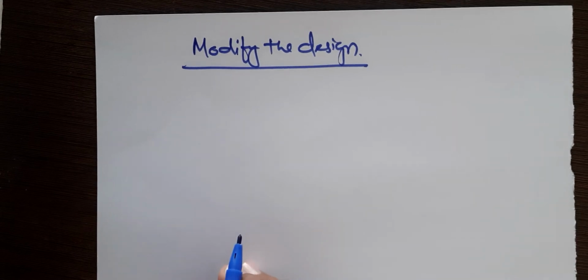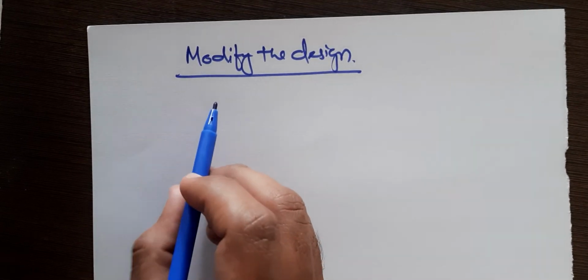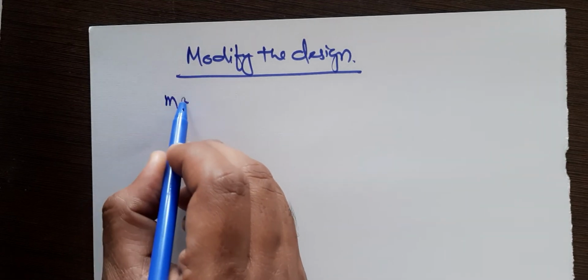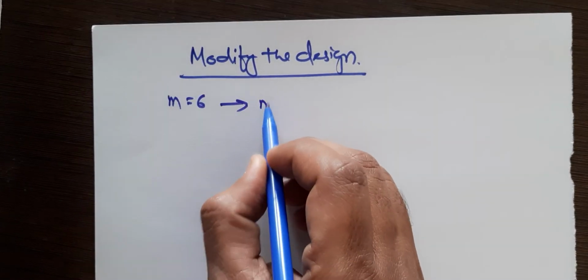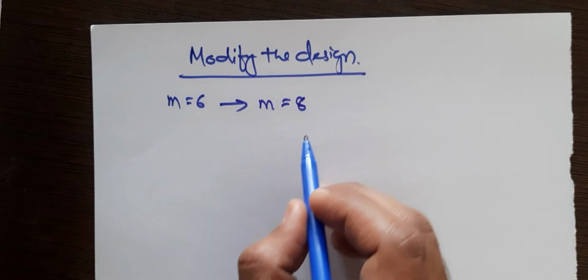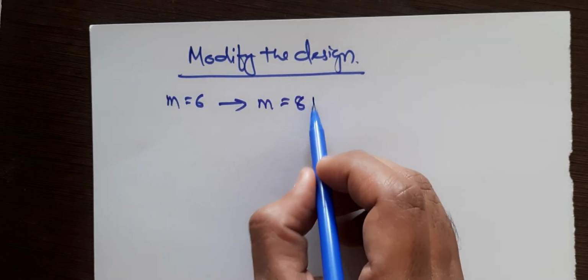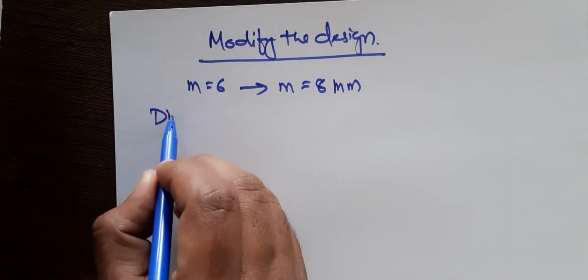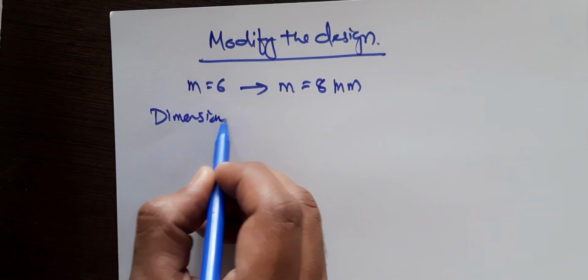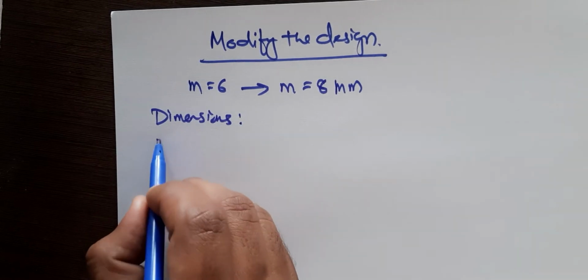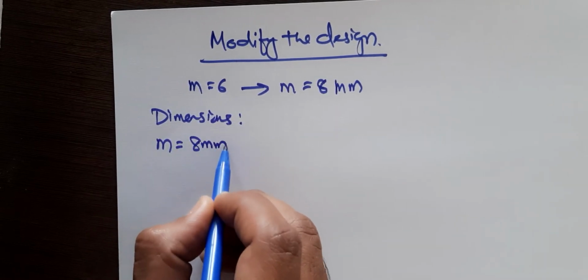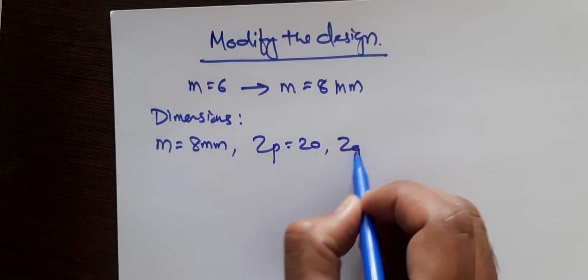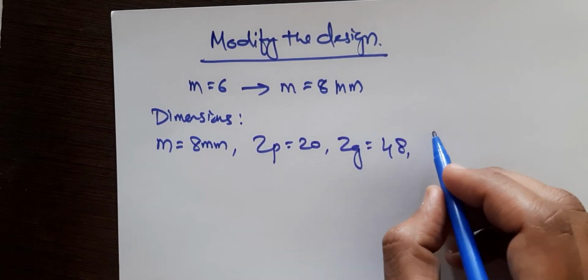So now we will modify the design. In the previous case the module was 6 mm. The next standard value after 6 is 8 mm. So we now have 8 mm module. According to the module we need to write the dimensions of the gear pair. Dimensions, like your module will be 8 mm. Then ZP is same, 20. ZG is also same, 48.